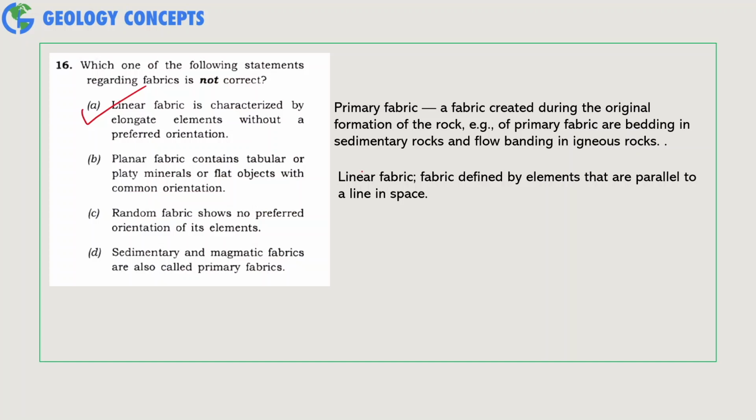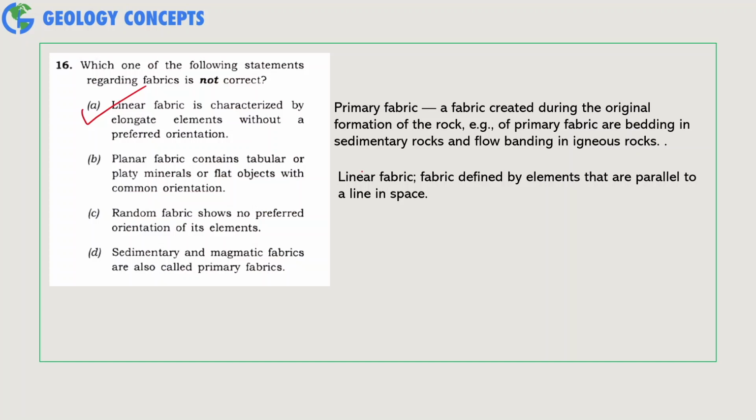Which one of the following statements regarding fabrics is not correct? Linear fabric is characterized by elongate elements without a preferred linear orientation. Planar fabric contains tabular or platy minerals or flat objects with common orientation. Random fabric shows no preferred orientation of its elements. Sedimentary and magmatic fabrics are also called primary fabrics. So we have to choose which one is not correct.